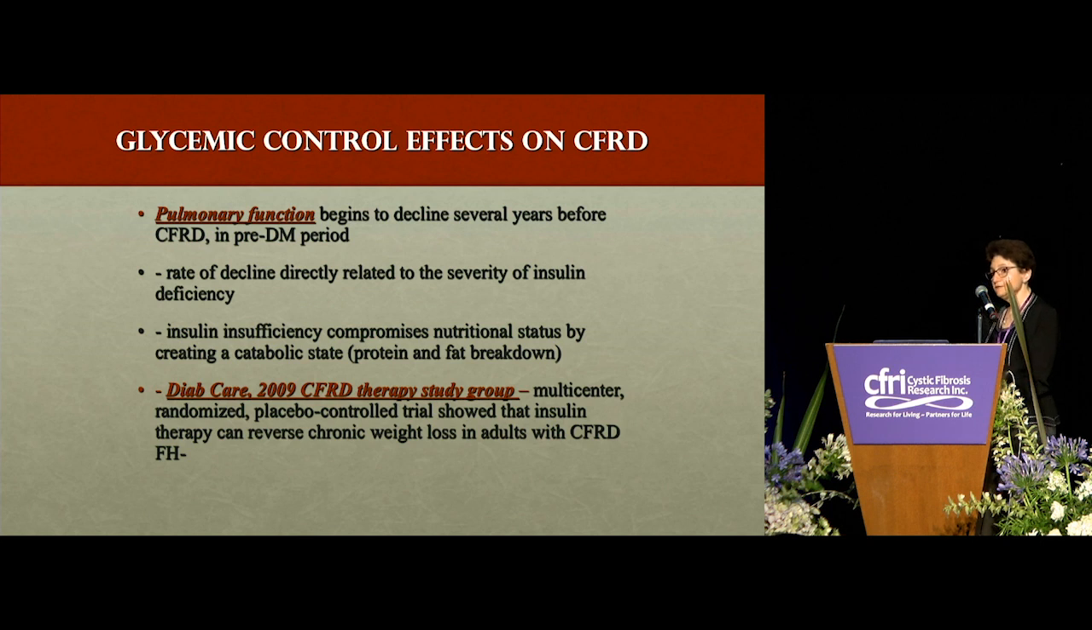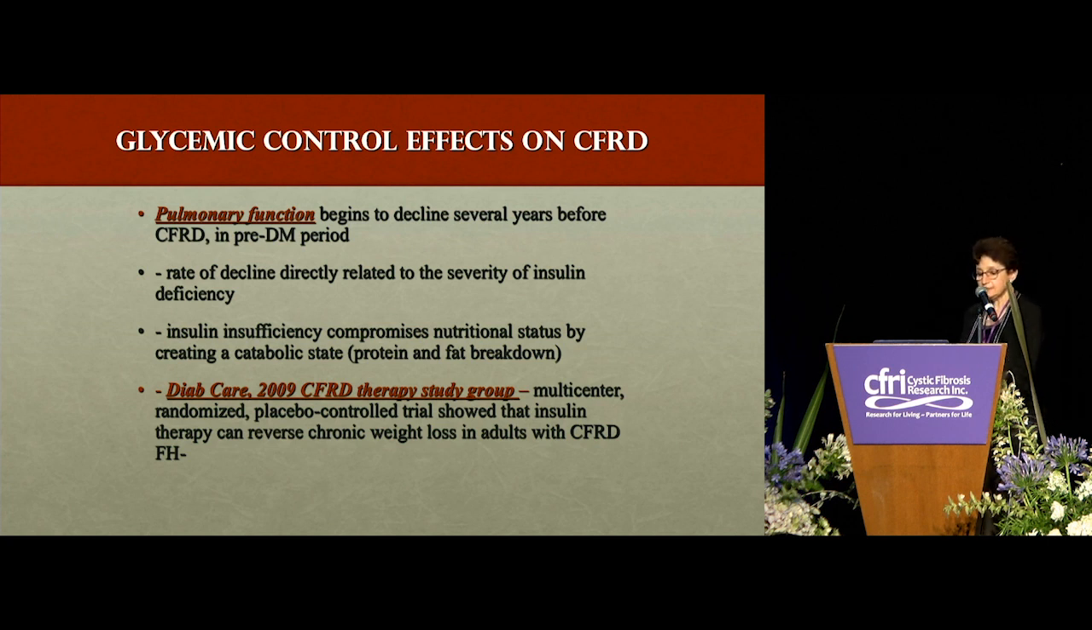So what is the data on CFRD reduction or control in cystic fibrosis individuals? Again, as we mentioned, pulmonary function begins to decline several years before CFRD diagnosis. It's already started in the pre-diabetes period. The rate of decline is directly related to the severity of insulin deficiency. And insulin insufficiency also compromises nutritional status by creating the catabolic state that we talked about before, with the breakdown of protein and fat.